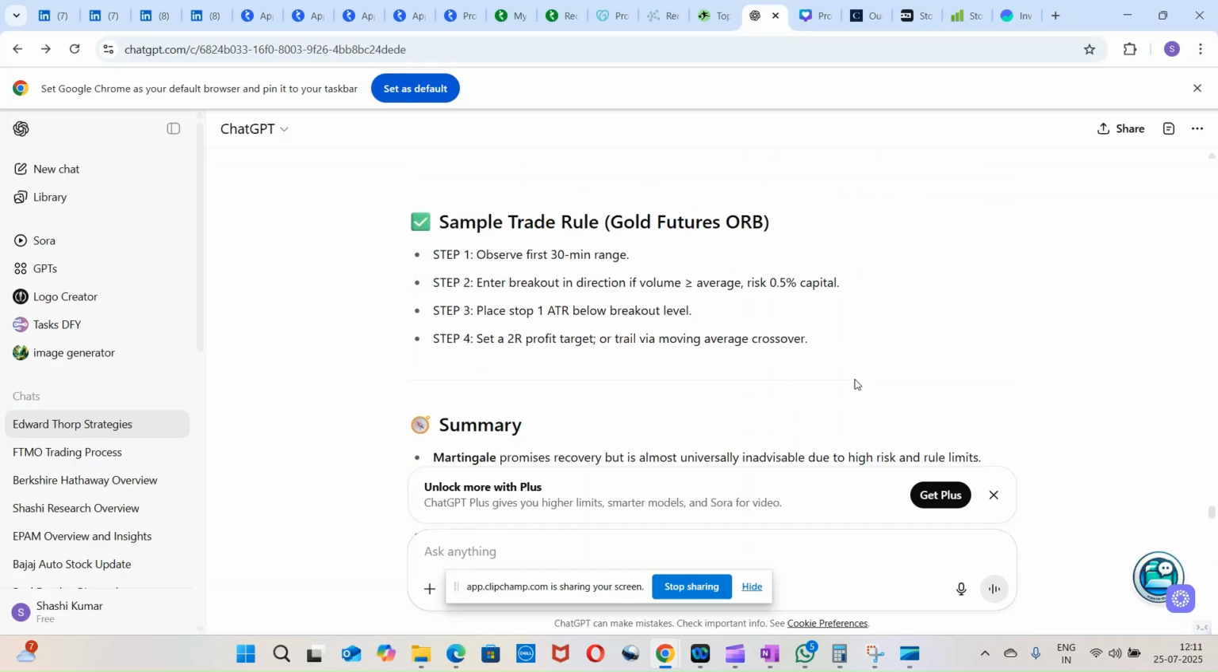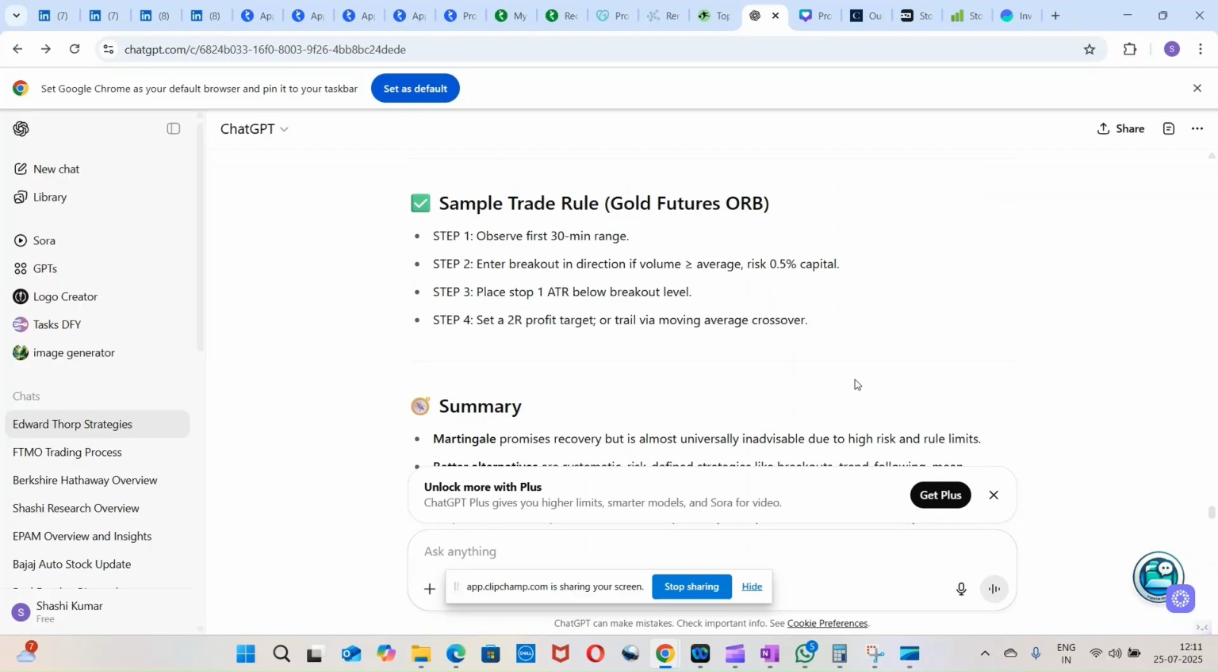Sample trade is gold futures. If you're trading opening range breakout, you could observe the 30-minute range, enter the breakout in the direction if the volume is greater than average. Okay, and risk 0.5% of the capital. Place stop loss 1 ATR below the breakout level, and set a profit target at two times that risk, or you could trail via moving average crossover. So that's what you could do.